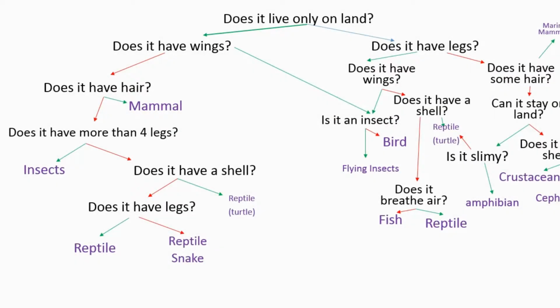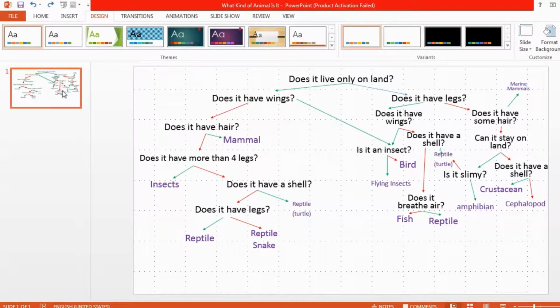Okay, so last time we made some decision trees, and here's one that we're going to use to make a PowerPoint of a decision tree. This is a phylogenetic tree. It's what kind of animal it is. So let's dive right into it.